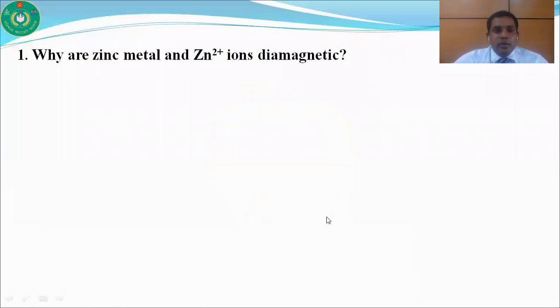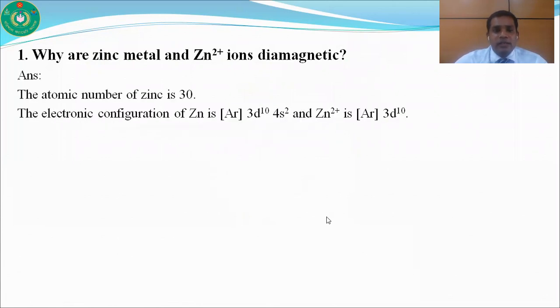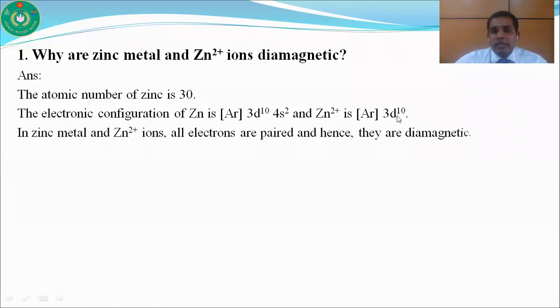Here is a question: why are zinc metal and zinc 2 plus ion diamagnetic in nature? You know that the atomic number of zinc is 30. Its electronic configuration is argon 3d10 4s2. As its d orbital is fulfilled, that means all electrons are paired. So this is diamagnetic in nature. And in case of zinc 2 plus, you can also see that the d orbital is fulfilled. As this d orbital is fulfilled and paired, hence they are diamagnetic in nature.